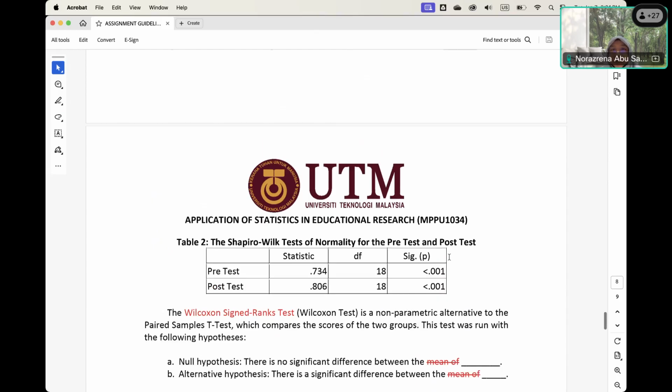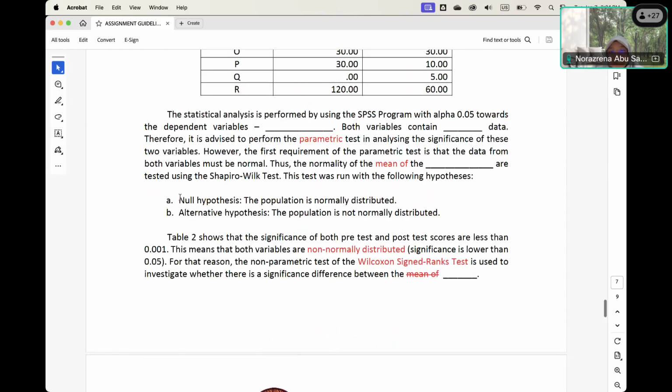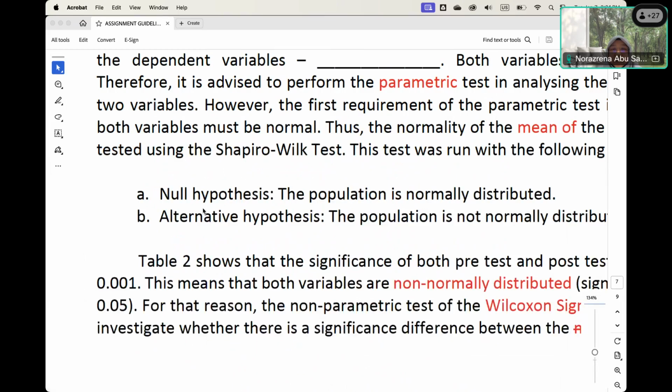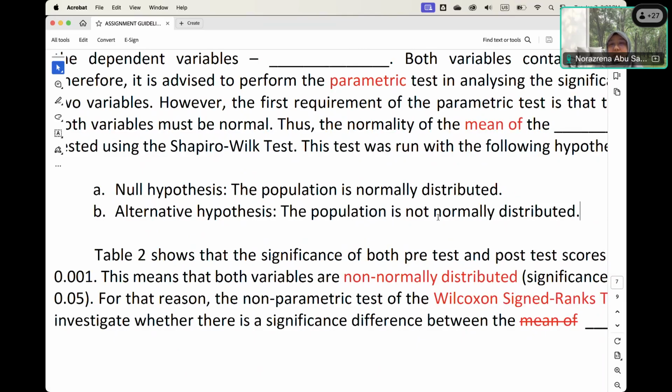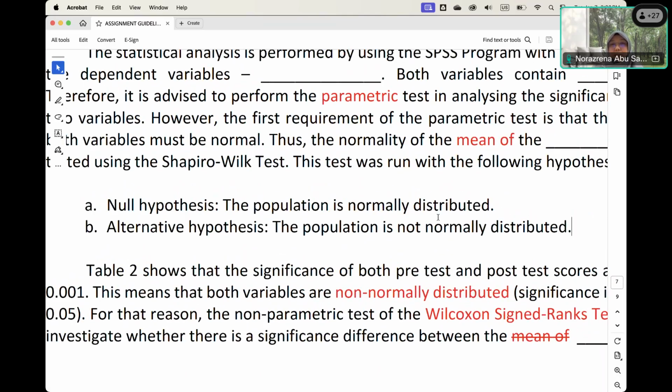How to find out? Look at the null hypothesis and alternative hypothesis. For the normality test, the null hypothesis is normally distributed. It means that normal is the null hypothesis, no difference, that I mentioned before. Normal equals no difference in the null hypothesis. So the null hypothesis is normally distributed. The alternative hypothesis is not normally distributed. Remember that I told you that we refer to alpha 0.05.